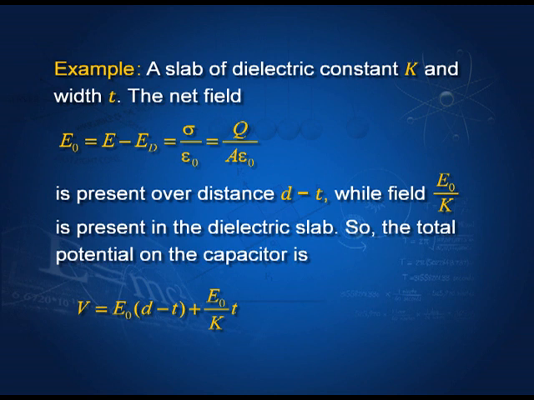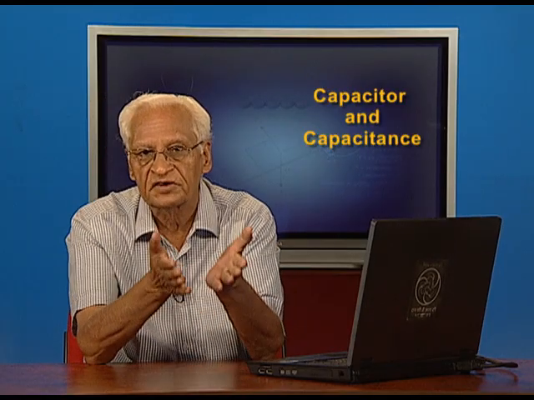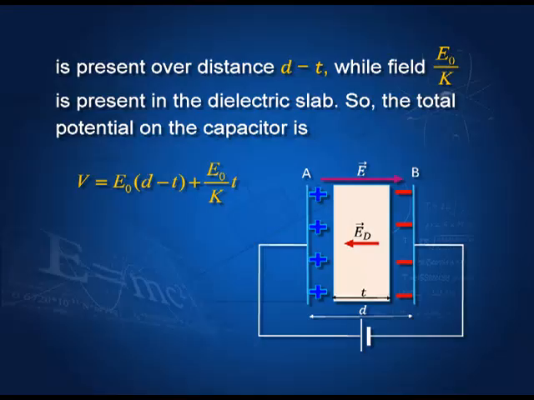So, the potential difference due to this would be E0 into d minus t. Inside the dielectric, the field is E0 minus Ed. This E0 is present in the distance d minus t, and the potential inside the dielectric is E0 by k. You know, the potential reduces by a factor of k, the dielectric constant. So, the total potential difference between the two plates is E0 times (d minus t) plus E0 by k times t, because the effect of the field has decreased by a factor k, the dielectric constant.